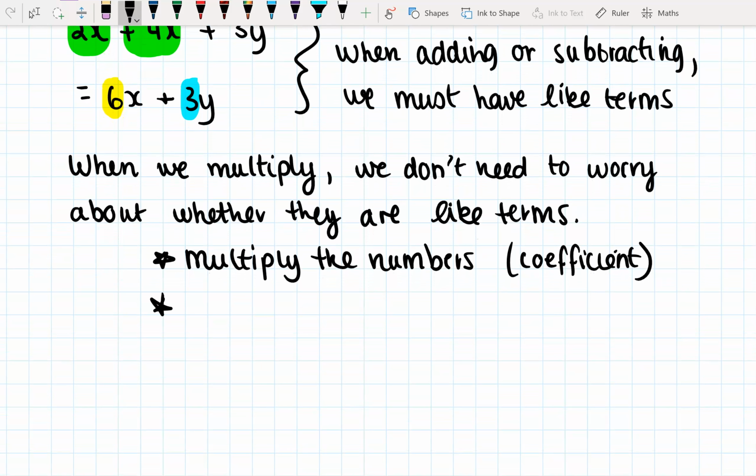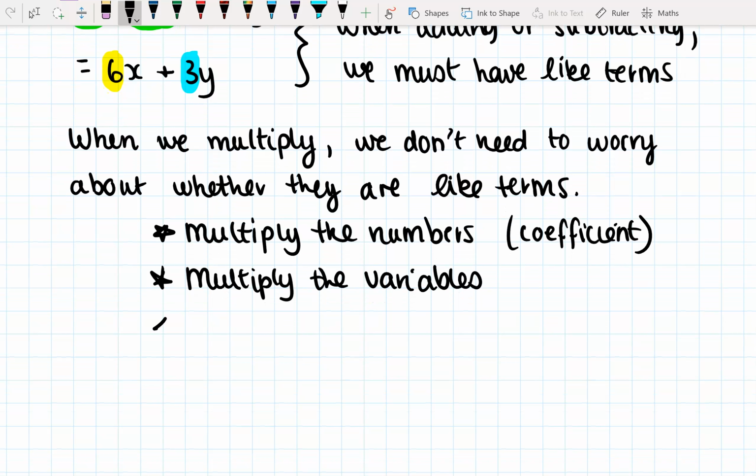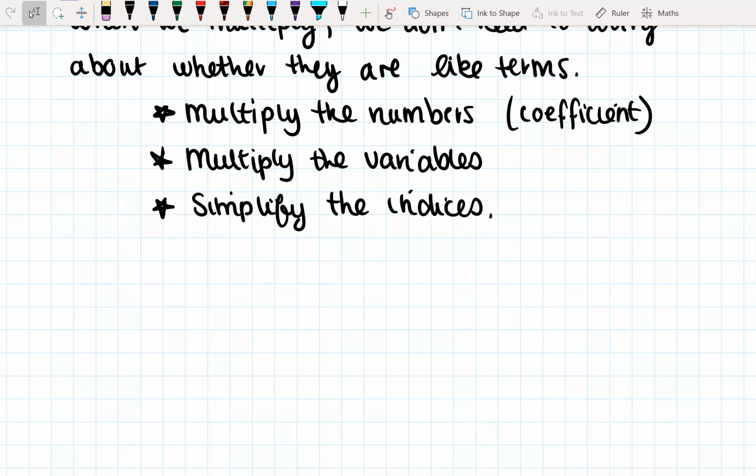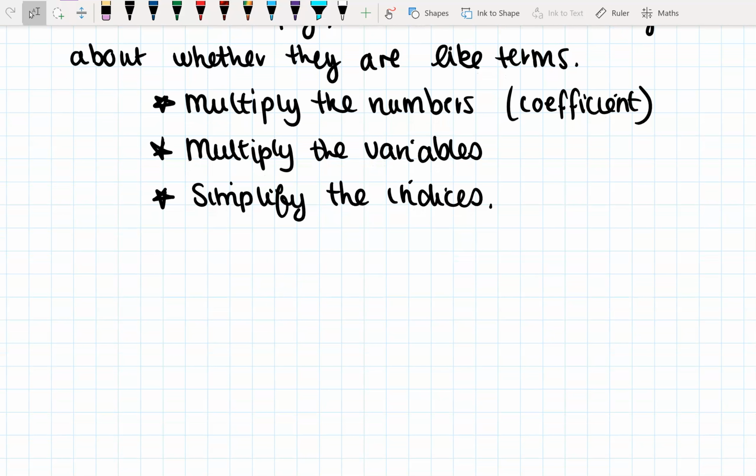We firstly start by multiplying those coefficients if we're going to multiply. The second step is that we're then going to multiply the variables. And then the next thing we do is simplify the indices. We're going to do a few examples here just to make sure that you get what we need to do. Again, it doesn't matter if they're like terms or not. When multiplying, we can do whatever we want.